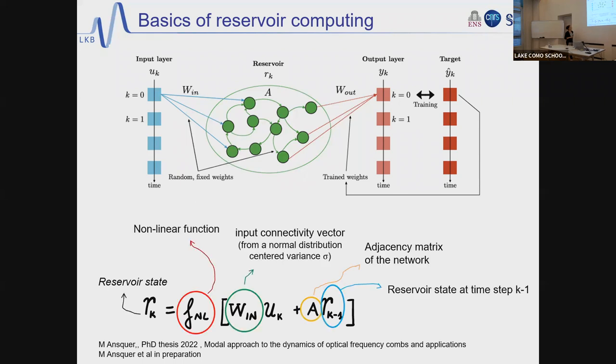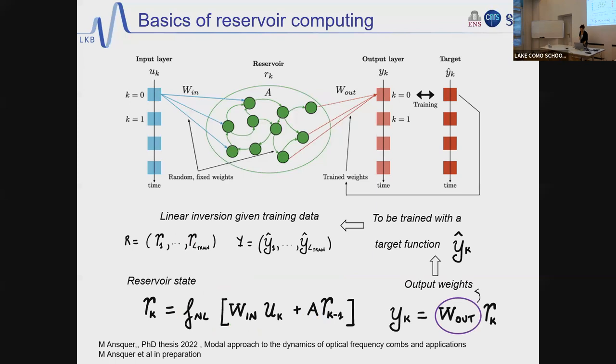Yes, here is going to be easier. You have an input connectivity vector that can be drawn from a normal distribution that is, in a way, random, but it's fixed weight. That multiplies the input layer, and then you have the Hessian symmetric matrix of the reservoir that multiplies the reservoir state at time step k minus one. So this is a very basic recipe for having a reservoir state.